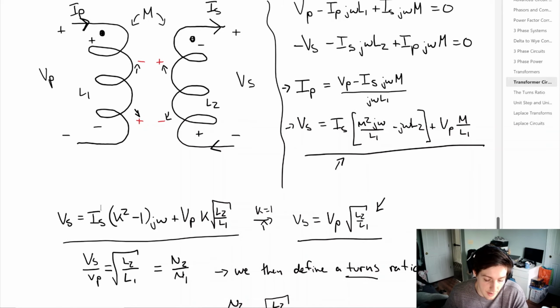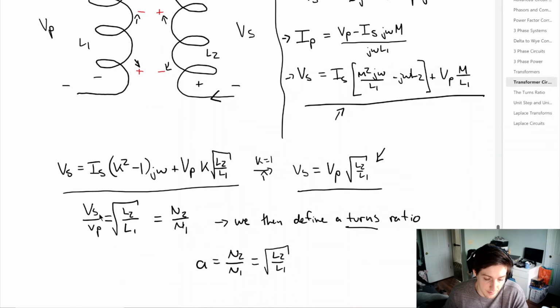Or we can say that the secondary voltage divided by the primary voltage is equal to that square root of the ratios of the inductors, which is also equal to N2 divided by N1, which are the individual turns of each inductor. But all of these values are going to be what we define as the turns ratio. And we're going to call the turns ratio a, which is going to be equal to N2 divided by N1, or the square root of L2 divided by L1. There's a lot more that we can define from the turns ratio, and the turns ratio is actually going to make solving transformer problems pretty easy. But we'll see that in the next video.